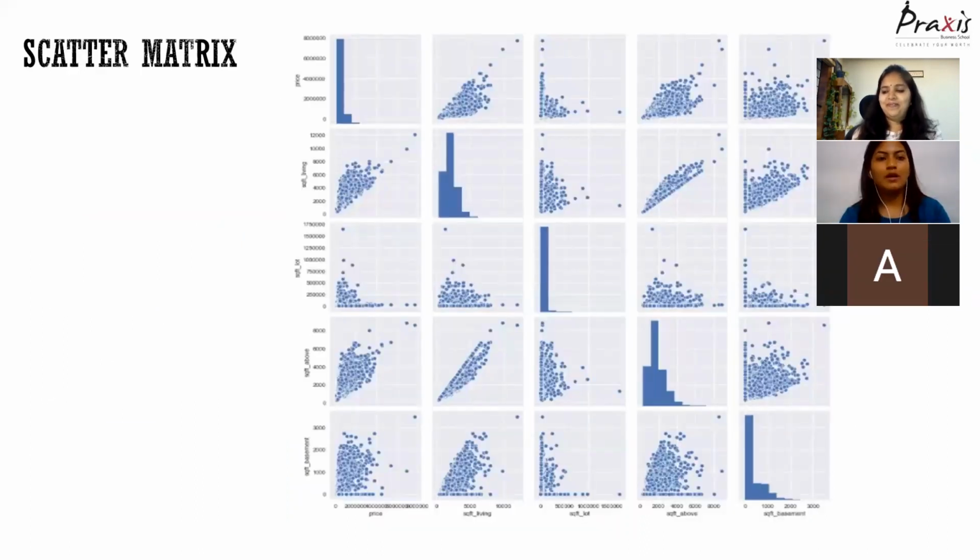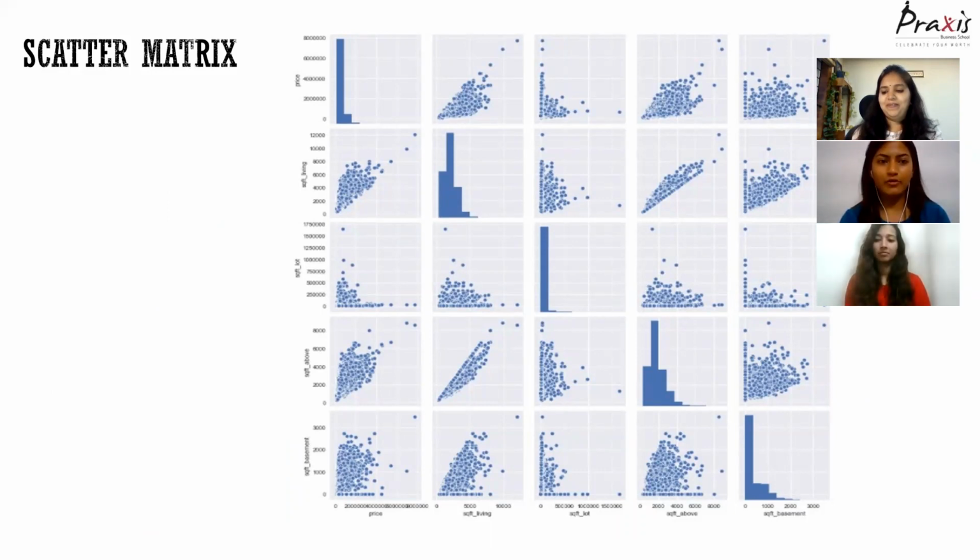After the bivariate analysis for all the attributes relating to our hypothesis in the previous slides, here we have found the collinearity among the variables like square foot living, square foot lot, square foot above, and the basement. And to do so, here we have used the scatter matrix to graphically represent the correlation. Next slide, please.